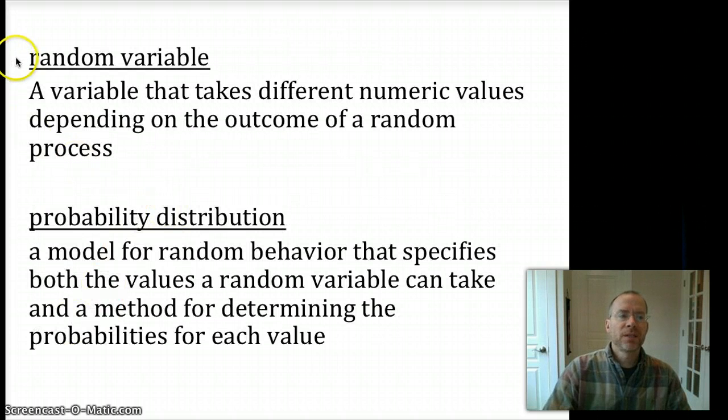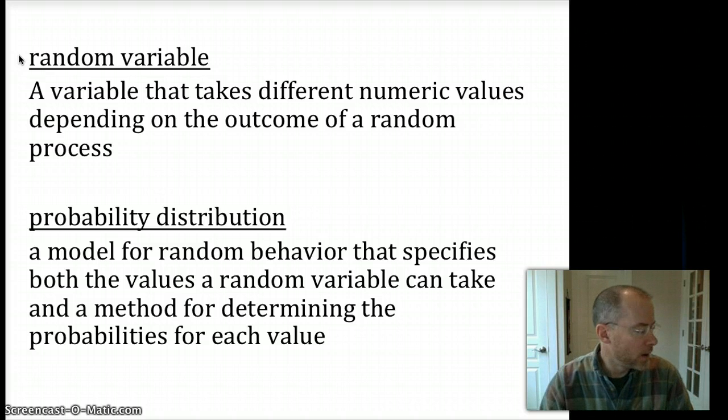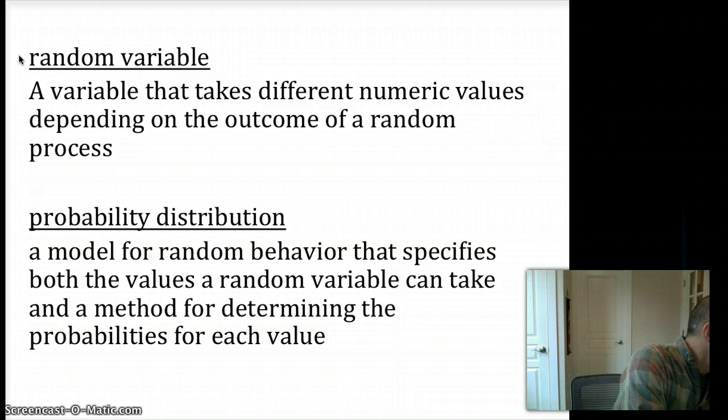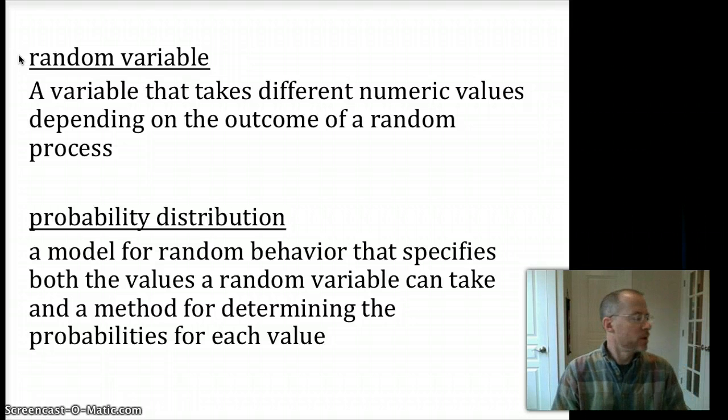So, maybe the basic definitions of the chapter. What is a random variable and what is a probability distribution? A random variable is a variable that takes different numeric values depending on the outcome of a random process. Contrast or compare this with the way we initially defined a variable in Chapter 1. And I'm peeking at the book. It said, variables, attributes that take different values for different individuals.